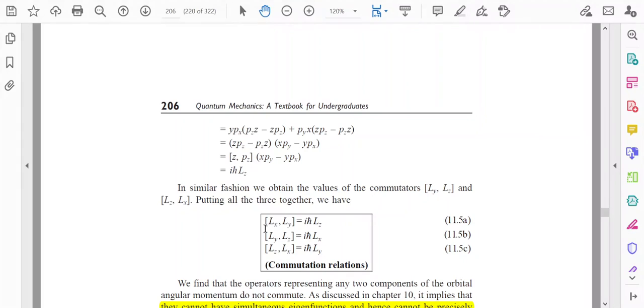So these relations are [Lx, Ly] is equal to iħ Lz, [Ly, Lz] is equal to iħ Lx, and [Lz, Lx] is equal to iħ Ly. You have to memorize these commutation relations, because they are very important relations.